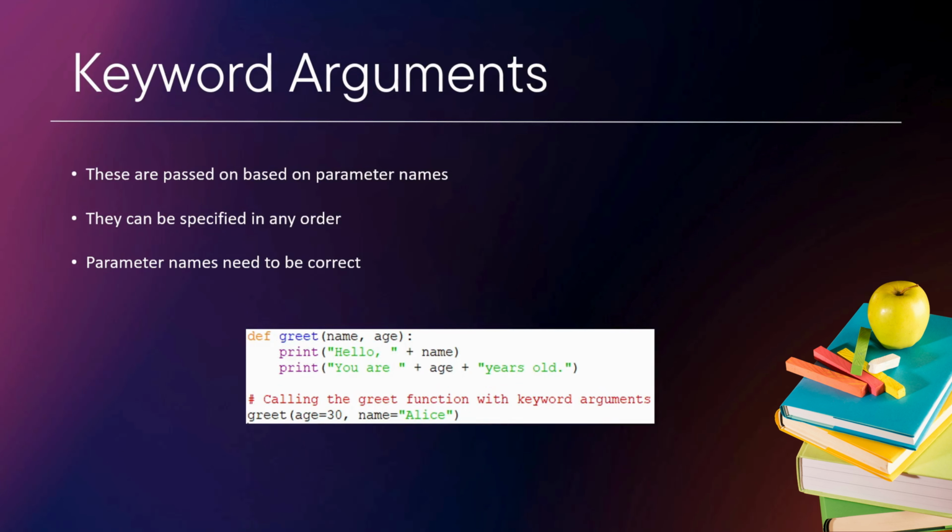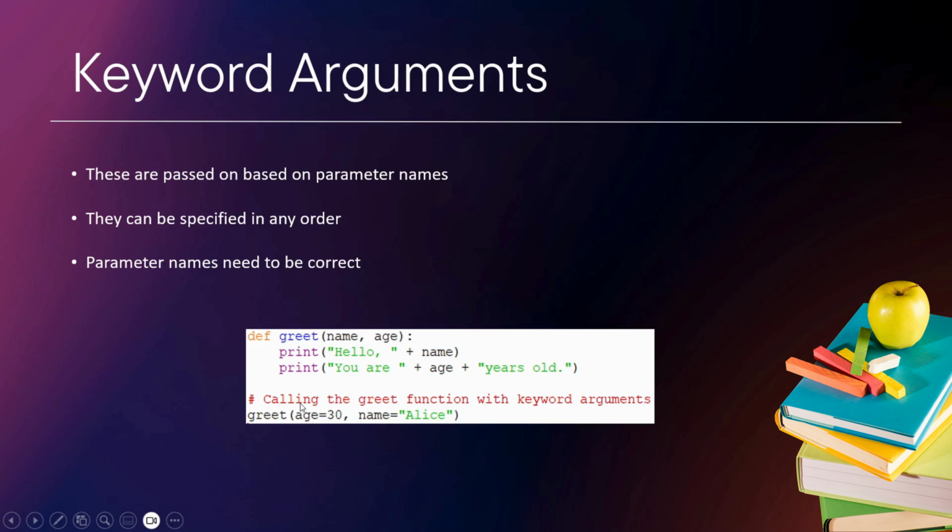Now keyword arguments. These are passed based on the parameter names. They can be specified in any order, but the parameter names need to be correct. So if we look at the same example, but this time around, instead of just writing the values like 30 and Alice, I'm also writing this age and name over here. So what I'm saying is that for age, give the value of 30. It doesn't matter if I put this over here or I put this in the start. It will say, okay, the age parameter will have a value of 30.